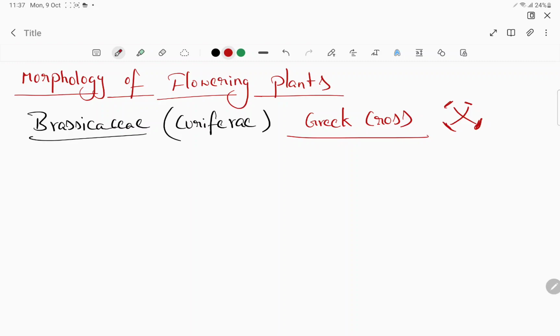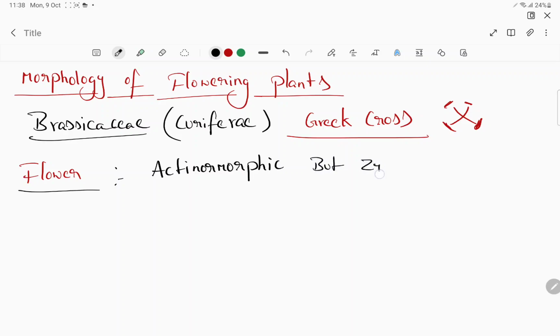Coming to the first floral description, flower. This is actinomorphic. Hence, you can divide this flower into two equal parts from any plane passing through, which is true for Malvaceae as well as Brassicaceae. But we have an exception, that is zygomorphic in candytuft.